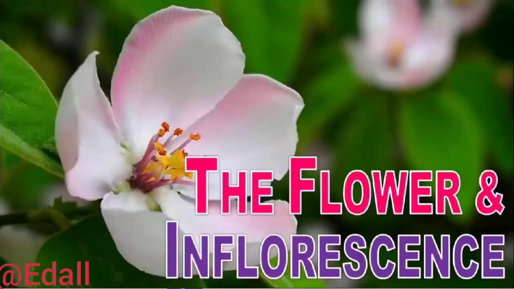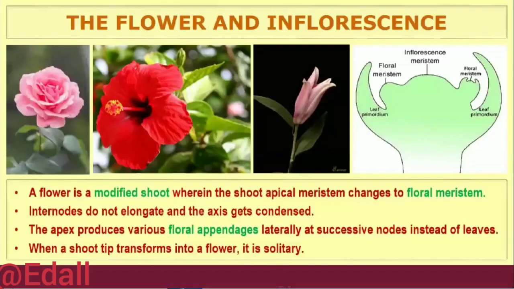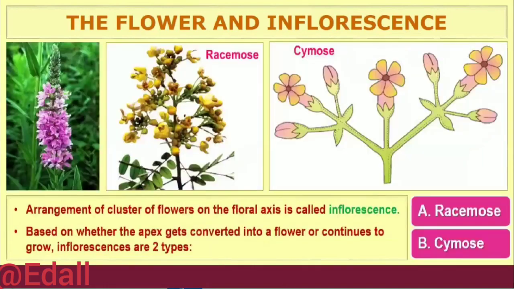5.4 The inflorescence. A flower is a modified shoot wherein the shoot apical meristem changes to floral meristem. Internodes do not elongate and the axis gets condensed. The apex produces different kinds of floral appendages laterally at successive nodes instead of leaves. When a shoot tip transforms into a flower, it is always solitary. The arrangement of flowers on the floral axis is termed as inflorescence.